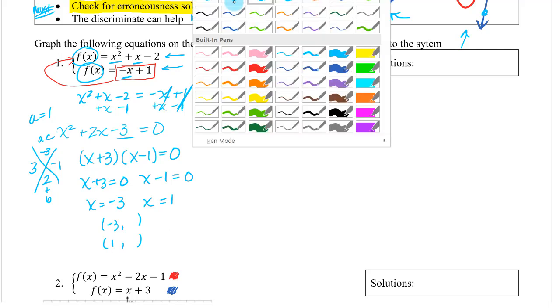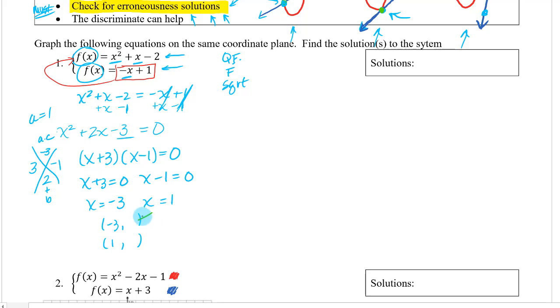Let me switch my color so I can point it out and you can see it. I've got to find that coordinate. So I've got two x values, an x1 and an x2. What am I going to do with them? How do I find their coordinating y coordinates? Well, I'm going to plug them back into one of the two functions, right? It doesn't matter which one, which to me means I'm picking the easier one, which is linear.